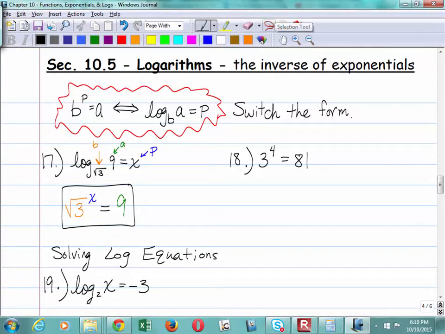And then number 18, I've got b is 3. I've got p is 4. And I've got 81 is a. And I need to write that in the form of log base b of a equals p. So log base 3 of 81, which is a, equals 4.